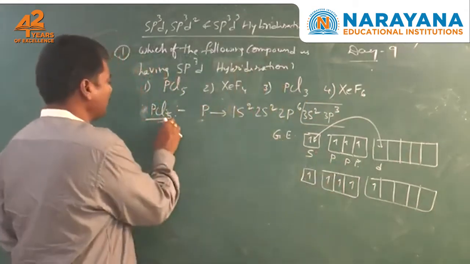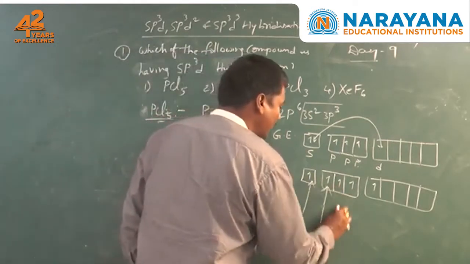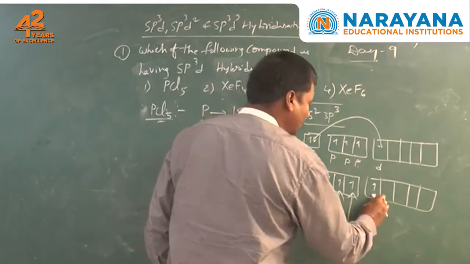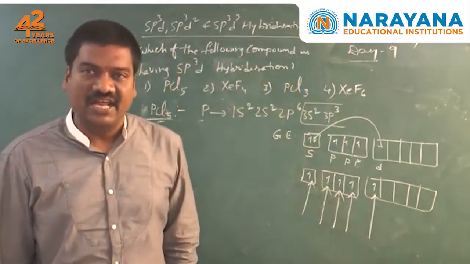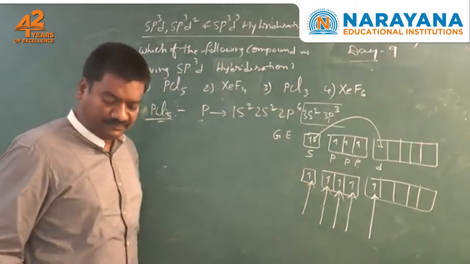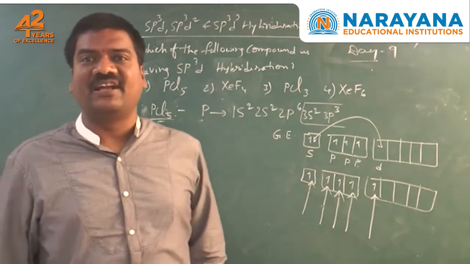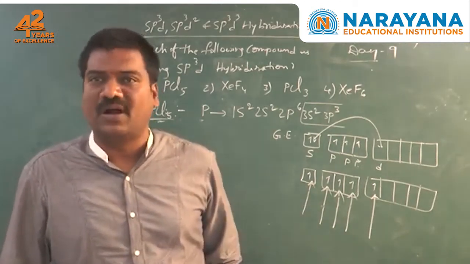Now how many chlorines do we have? 5 chlorines. Each chlorine gives 1 electron for bond formation. So the hybridization is sp3d hybridization. Here all 5 are bond pairs of electrons only. There is no lone pair of electrons. All the electrons are participating in bond formation.